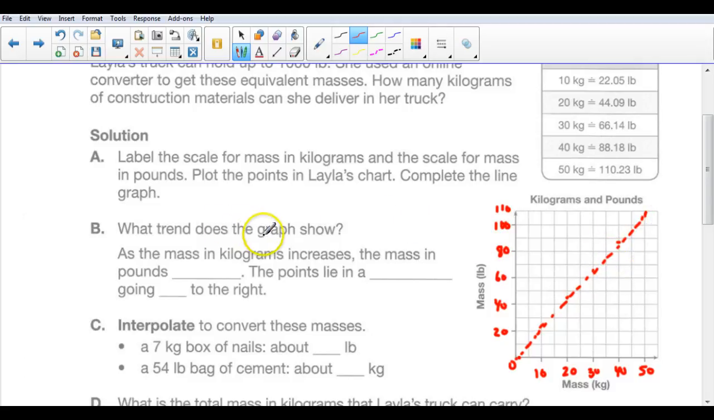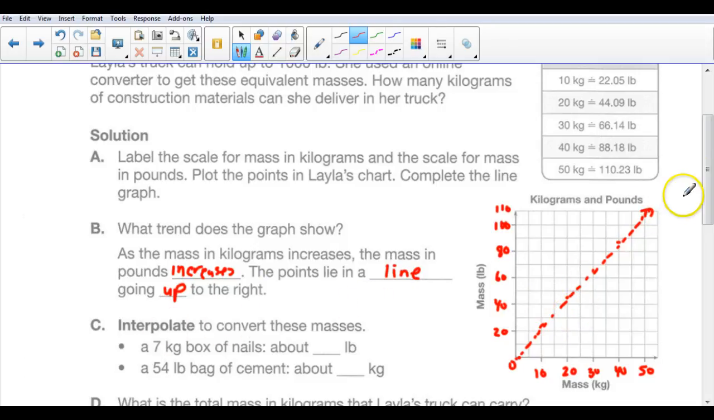Okay, so what trend does the graph show? As the mass in kilograms increases, as it goes from 0 towards 50, the mass in pounds also increases. Okay, you can see it's getting larger too. The points lie in a line going up and to the right in that direction right there.